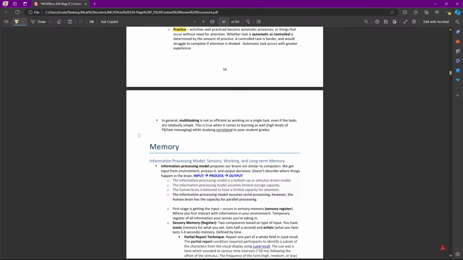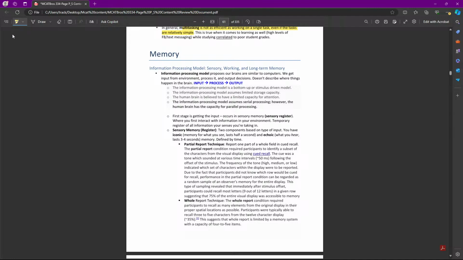And in general, multitasking is not as efficient as working on a single task, even though the tasks are relatively similar. This is true when it comes to learning as well. High levels of text messaging while studying correlate to poor student grades. Alright, after hearing that statement, let's try not to have divided attention, and just have selective attention for just studying.